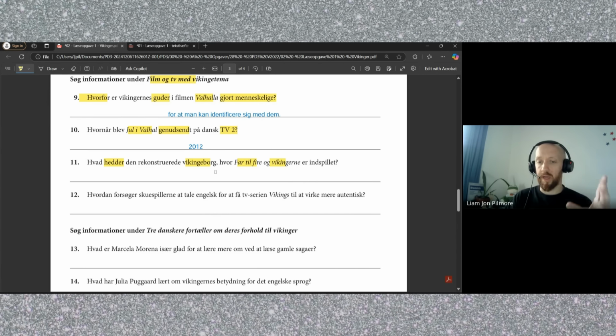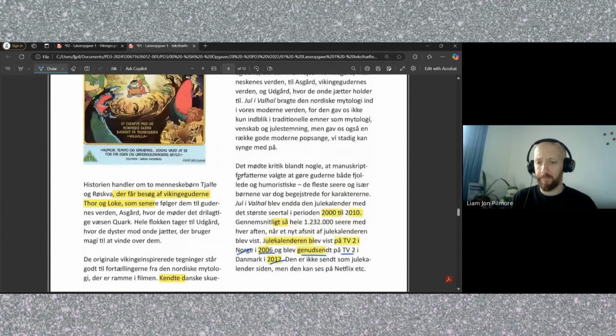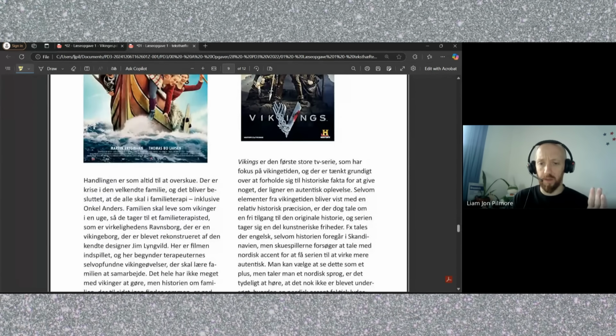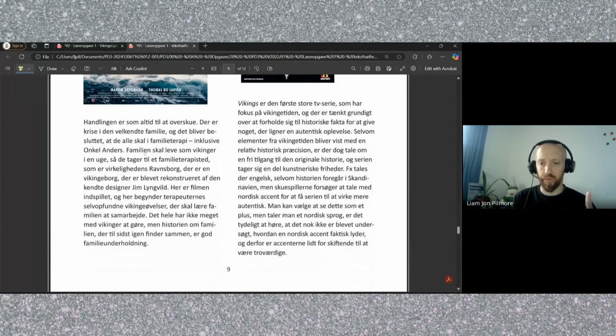Keywords: rekonstrueret vikingerborg, Far til 4. Let's see, can we find this? Far til 4 here. And rekonstrueret, I think that word has to be in here somewhere. Yeah, I spotted it. Rekonstrueret. So I'm going to go back, read the sentence.